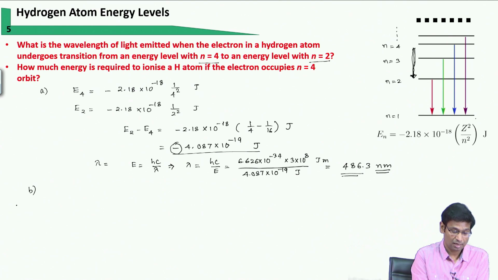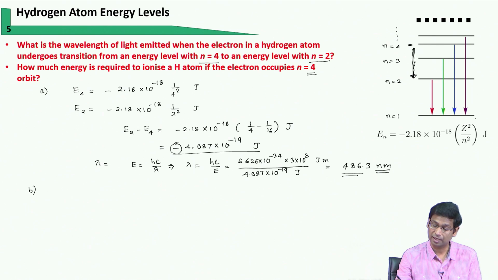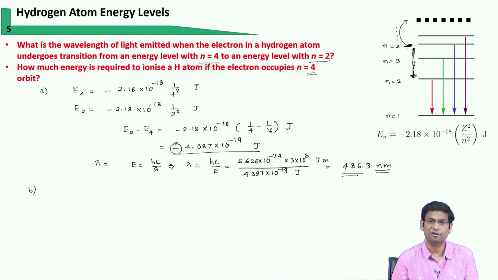Now, let us look at the second bit. It asks how much energy is required to ionize a hydrogen atom if the electron occupies the n equals 4 level. So, that means my electron is here to begin with and I am ionizing it. What does it mean? When I ionize, I actually remove this electron from one finite value of n to a very large value of n, or I can say the final state has n equals infinity.